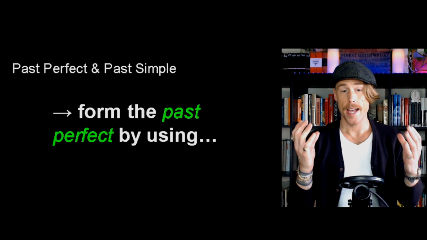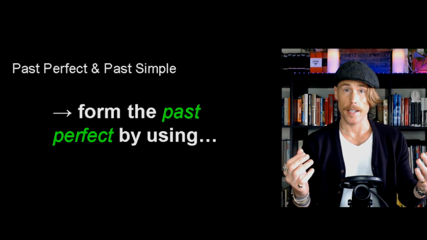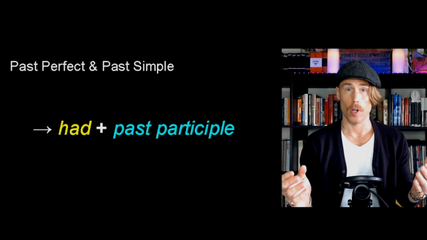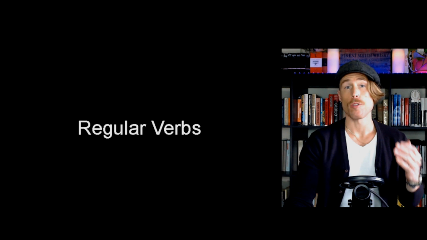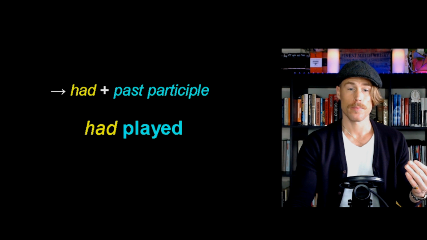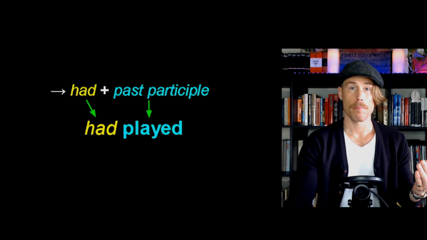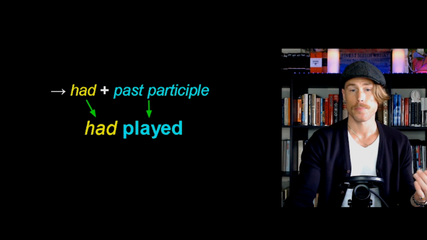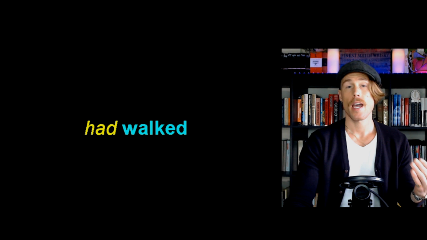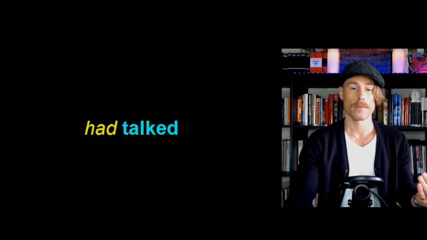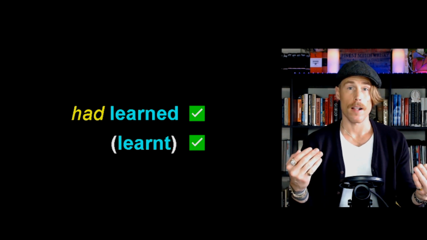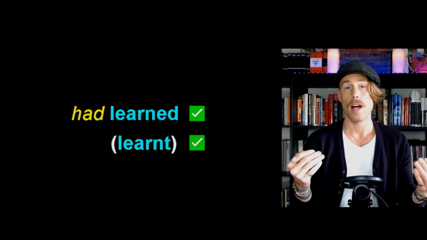Form the past perfect by using had plus past participle. Let's talk about regular verbs first. Had played. Had plus past participle. Had watched. Had walked. Had talked. Had learned. You can also spell learnt. Learnt.